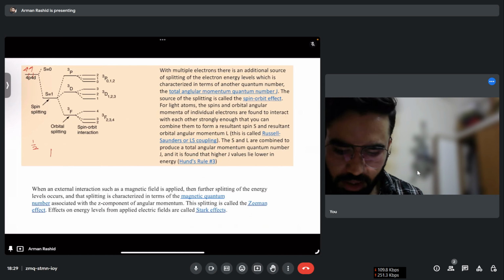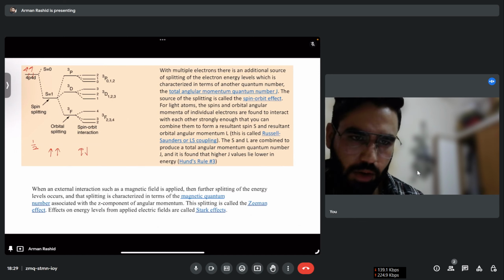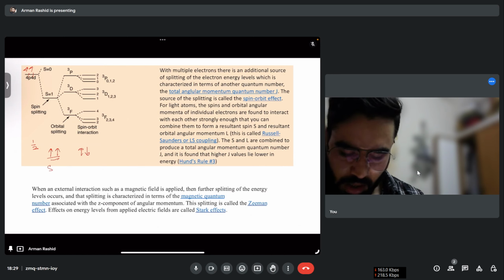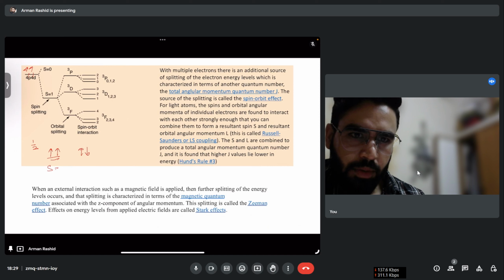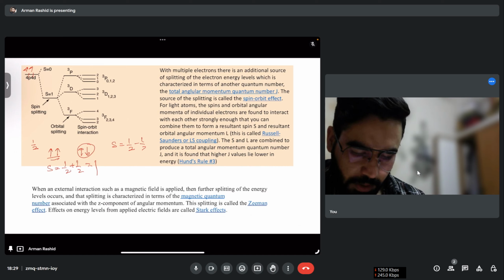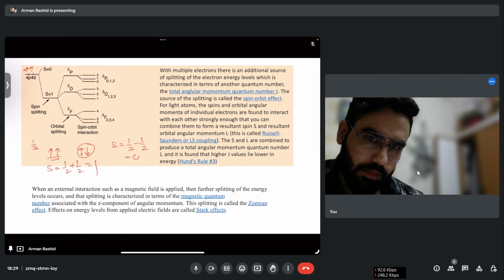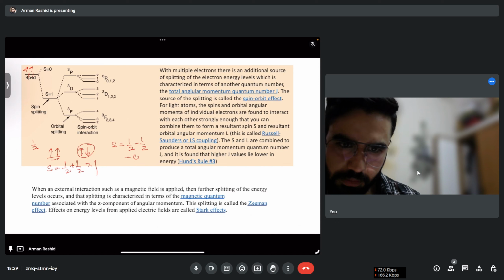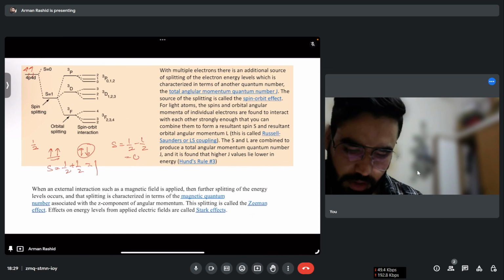Two electrons each have a spin of 1/2. That means both electrons can be up, or one electron can be up and one electron down. If both are up, the total spin angular momentum quantum number will be 1. Similarly, in the other configuration the total spin angular momentum quantum number will be 0. This is called the total spin angular momentum quantum number.